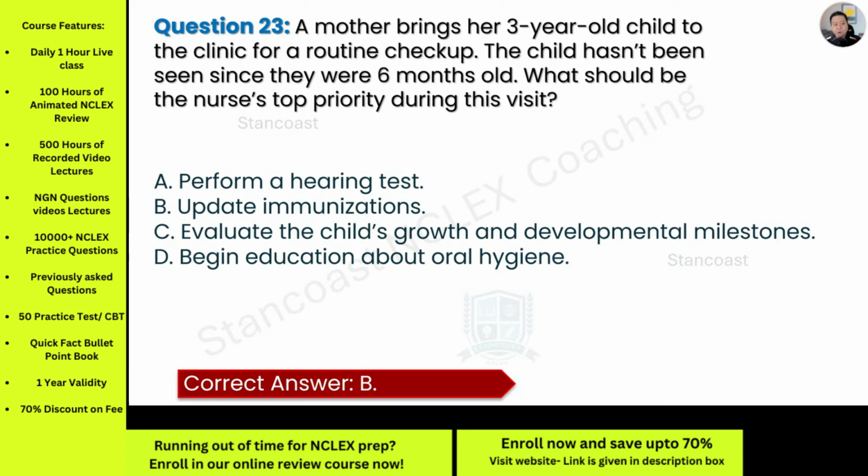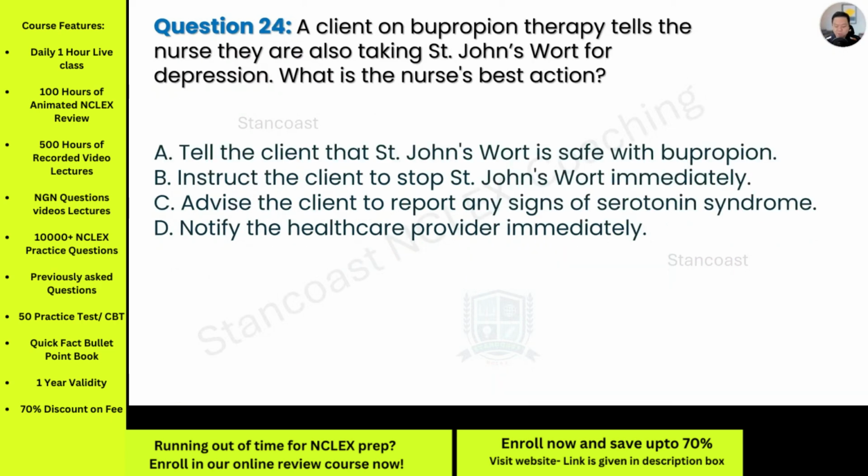Again, the word priority in this question stem should alert you to take note about the history of the child in this case. So you have to choose the action that addresses the most immediate need, which is the vaccination or the immunization need. Let's have number 24.